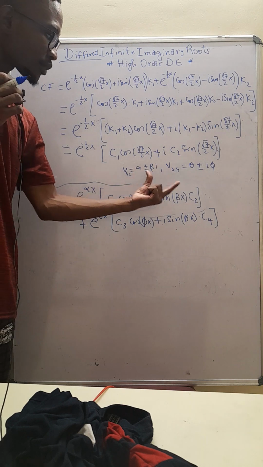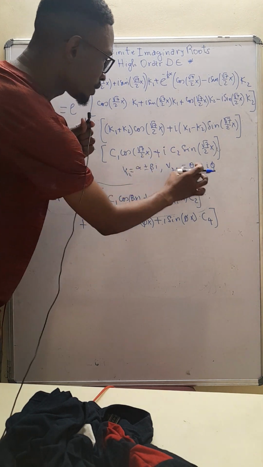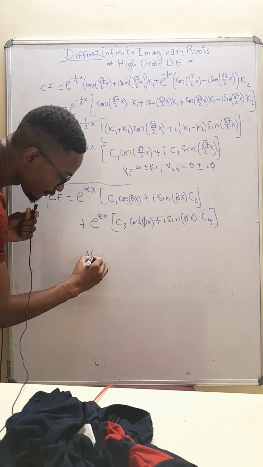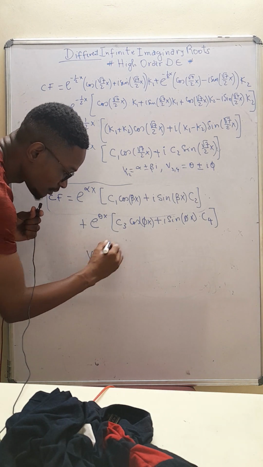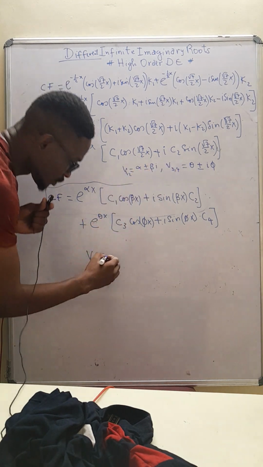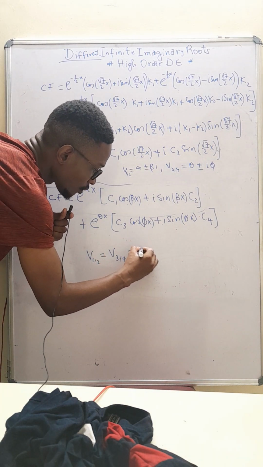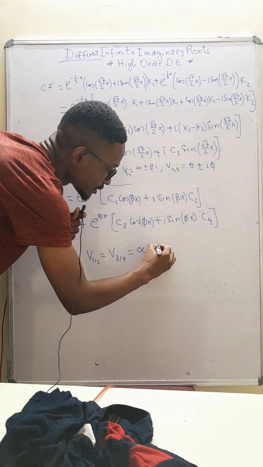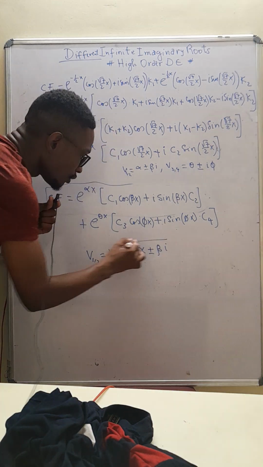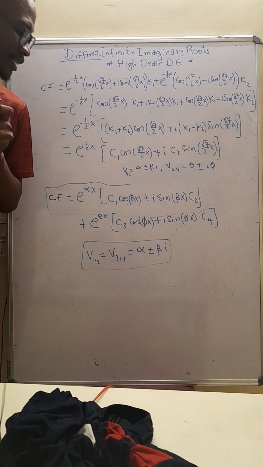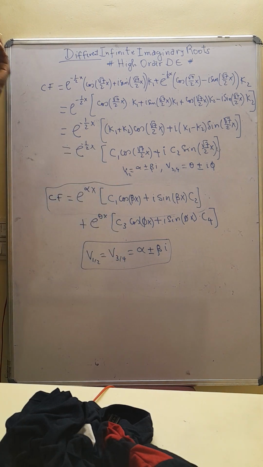Now suppose this pair is equal to this one. How to write? Suppose the first pair, roots 1, 2, is equal to the second pair, roots 3, 4, and it is equal to alpha plus or minus beta I. How to write this kind of solution? To write this solution, you just have to apply the old method that we have done, and this will be presented in the next lecture.